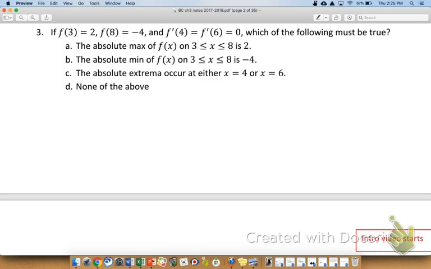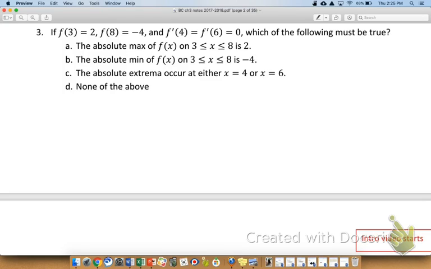What do you think? So based on the problem we just did, where the absolute extreme occurred at the derivative equaling 0, there are two spots right there where the derivative equals 0. So I'm thinking that's where the max and min are. What we don't know is which one it is, if it's max or if it's min, and if they're the only ones. So I think C is right.